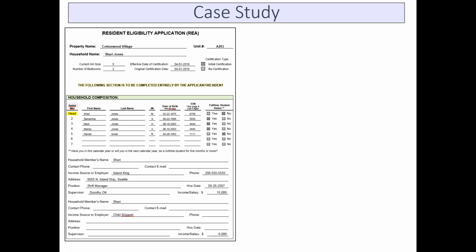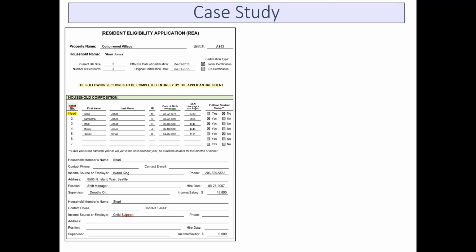Oh, and I also did include in the certification packet some information like the income limits applicable in 2016 and a calendar for calculating year to date that you might need, and also a part of Exhibit B, so you know what the set-asides are at this property when you go to complete the HEC. So let's start off looking at the resident eligibility application.